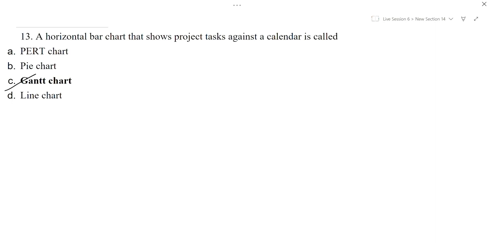Now, what is a Gantt chart? I'll just show you a small example of a Gantt chart.